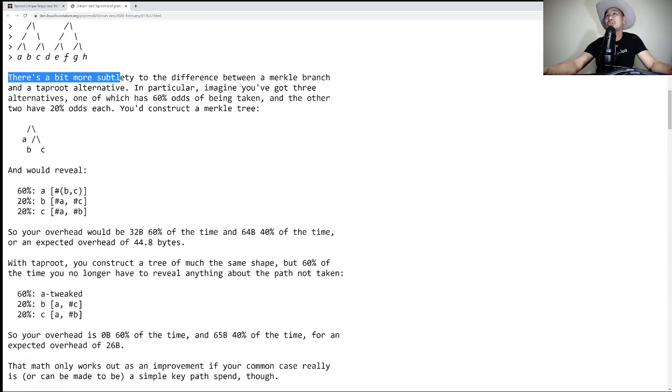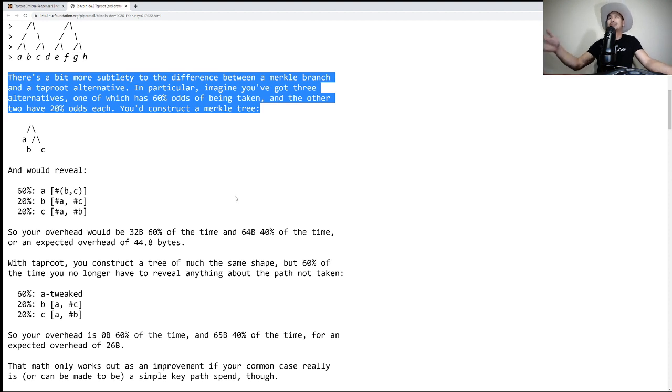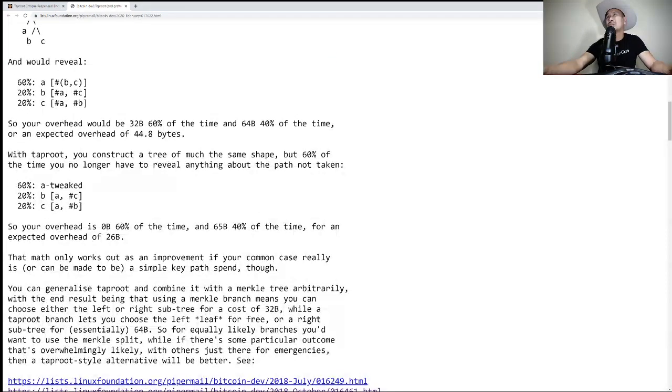I'll read this. There's a bit more subtlety in the difference between a Merkle branch and a Taproot alternative. In particular, imagine you've got three alternatives, one of which has 60% odds of being taken. The other two have 20% odds each. You construct a Merkle tree, ABC, that would reveal ABC. Or your overhead would be 32 bytes 60% of the time and 64 bytes 40% of the time. With Taproot, you construct a tree of much the same shape, but 60% of the time you no longer have to reveal anything about the path not taken. So your overhead is 0 bytes 60% of the time, 65 bytes 40% of the time, for an expected overhead of 26 bytes. The math only works out as an improvement if your common case really is or can be made to be a simple key path to spend, though.